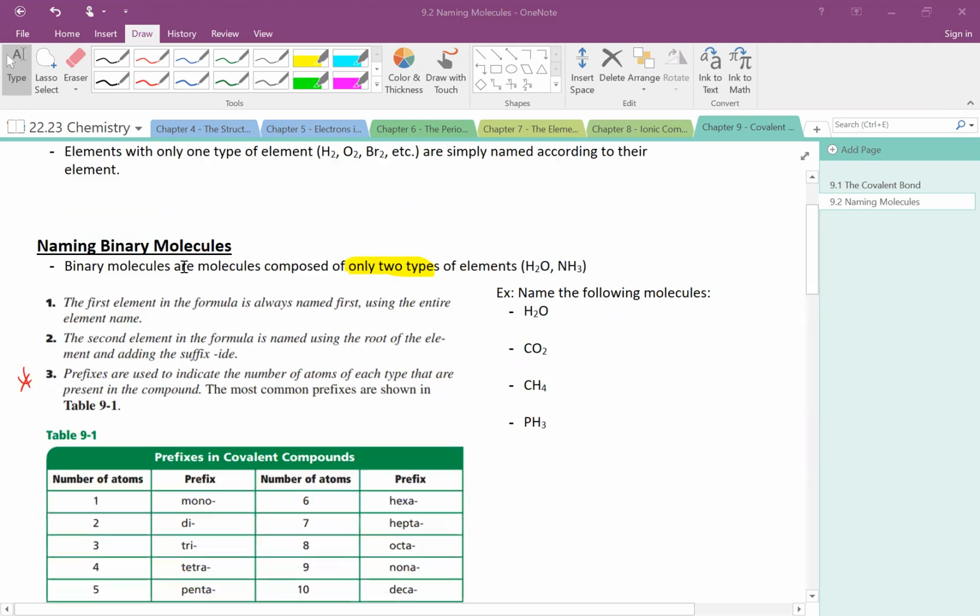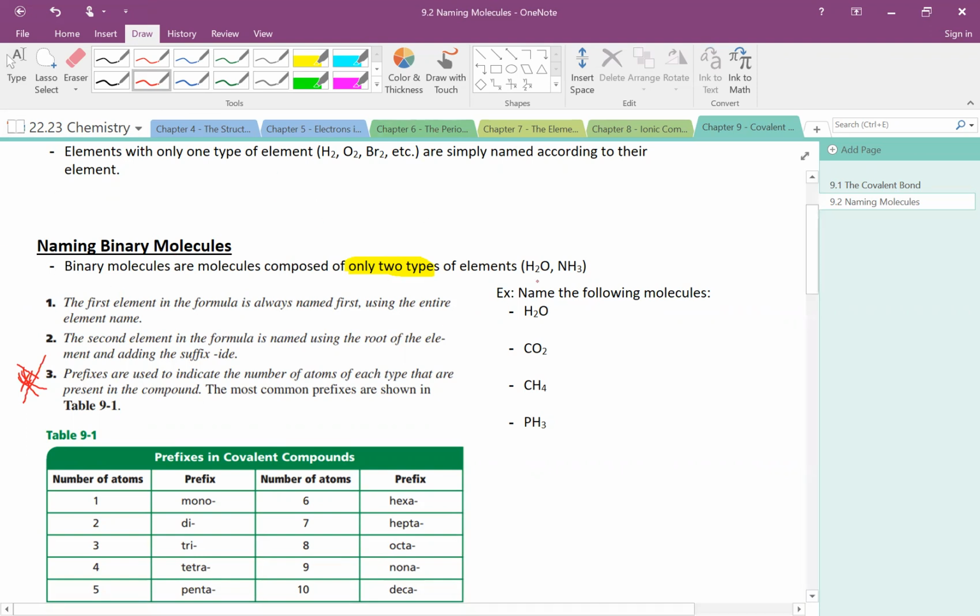Good. Moving on. Let's talk about what happens when we name binary molecules. Binary molecules have two types of elements, like H2O, any of these examples down here. So just two types of elements. We've got 3 steps, and step 3, I put a little asterisk by because there is going to be a special consideration here.